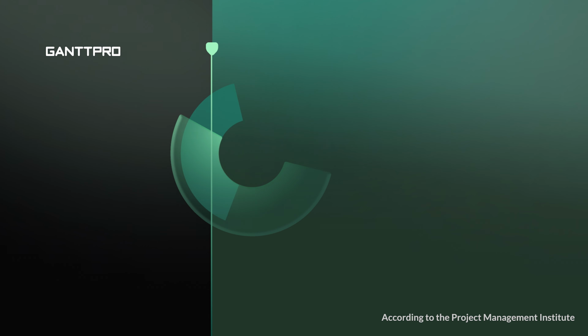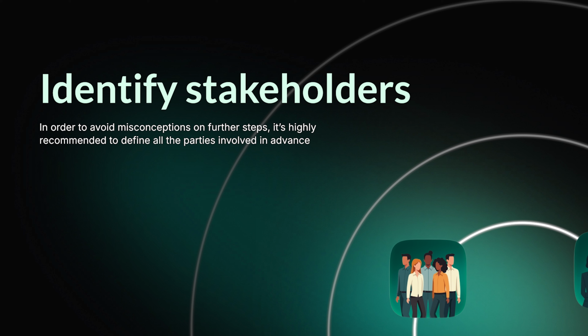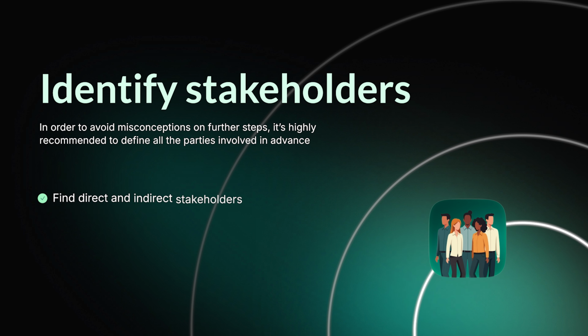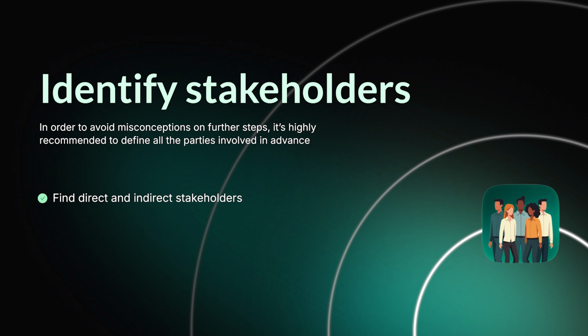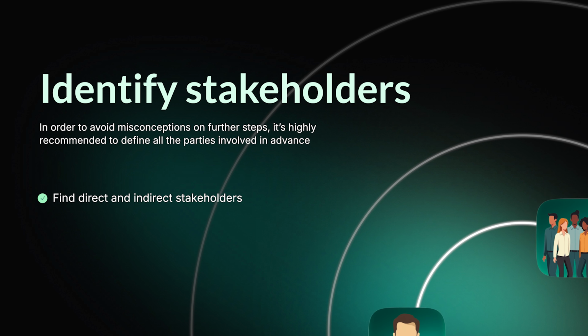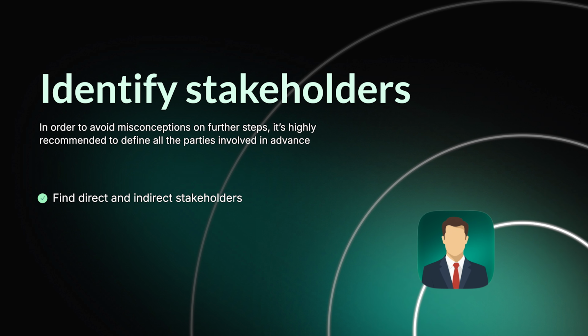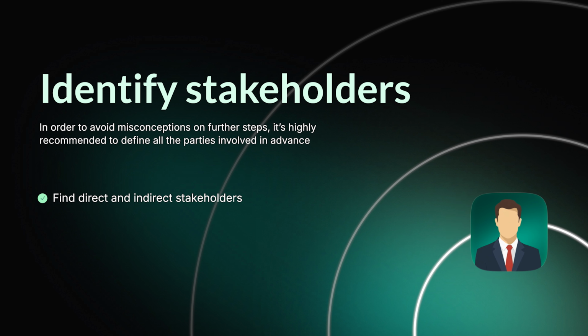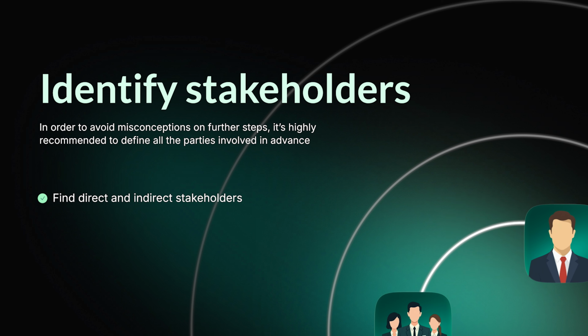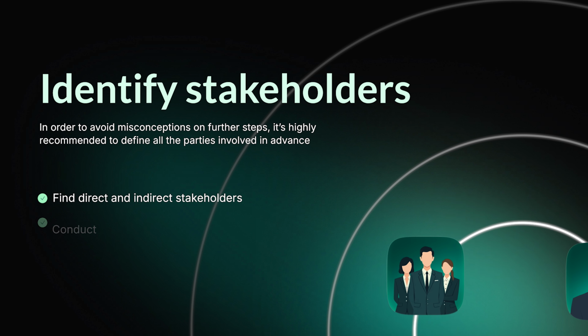In a project, there is always a number of stakeholders whose expectations have to be met. They can be direct or indirect, with more or less significant impact respectively. In order to avoid misconceptions on further steps, it's highly recommended to define all the parties involved in advance and consider their needs right in the planning phase.